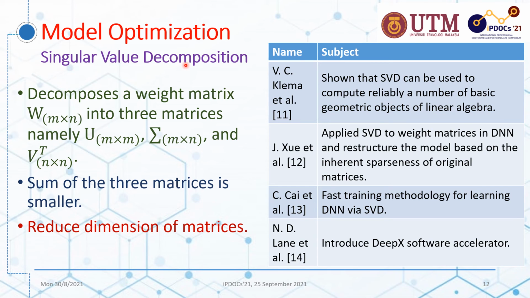Singular value decomposition (SVD) decomposes a weight matrix W into three matrices. The sum of the sizes of the three matrices is smaller than the original matrix. This will reduce the dimension of the matrices. As the matrix area is smaller, the size of storage is smaller. Klema showed that SVD can be used to compute reliably a number of basic geometric objects of linear algebra. Xue applied SVD to the weight matrix in DNN. Cai proposed a fast training methodology for learning DNN, and Lane introduced DeepX, a software accelerator.